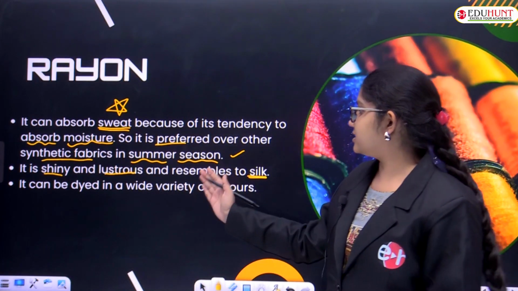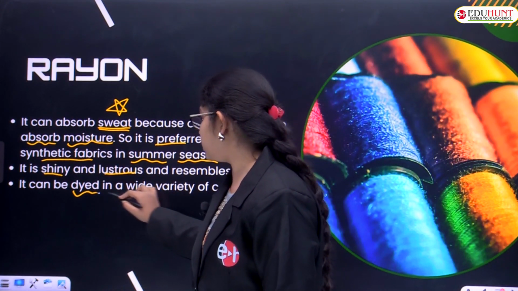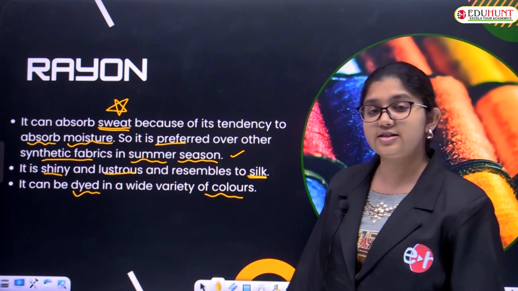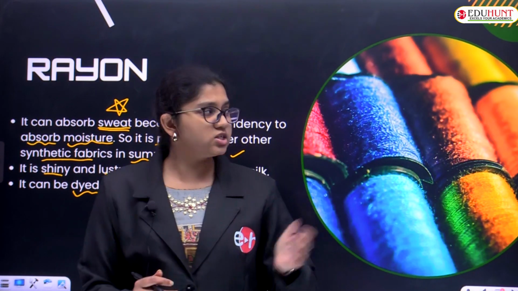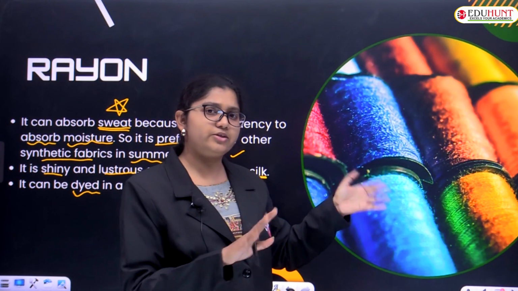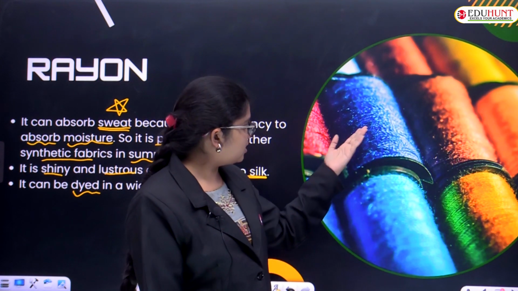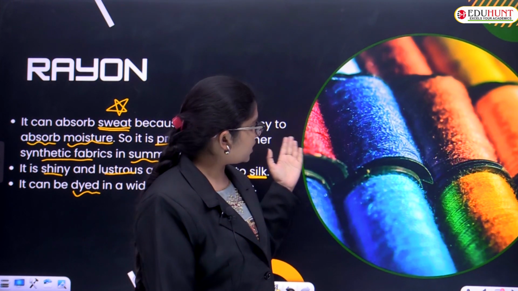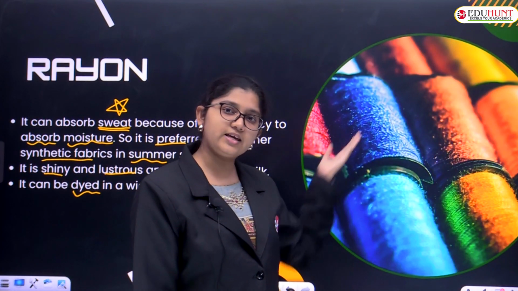Next, it can be dyed in a wide variety of colors. Dyed means what, children? Yes, adding all the colors. At the start all the fibers are whitish or creamish in color, but here we see different colors appearing, right? Dark blue, brown, red, orange, blue, yellow, all these things. We have many colors over here.